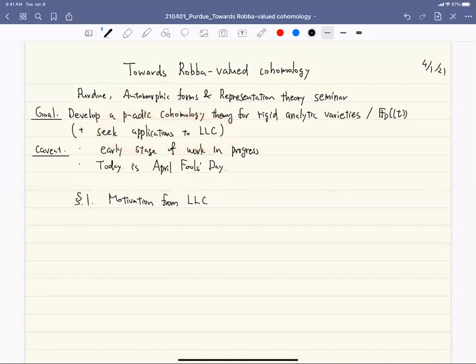After explaining motivation, I will talk about something I'm trying to develop, that's creating Robba-valued cohomology theory. First of all, when I write capital F, that's a non-Archimedean local field of residue characteristic p, i.e., this is either a finite extension of Q_p, the p-adic numbers, or a local function field.